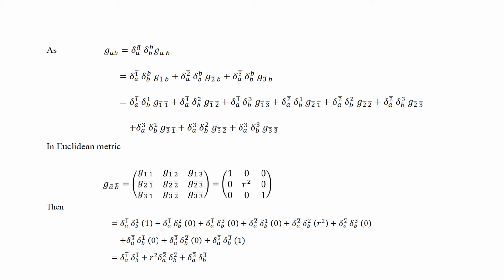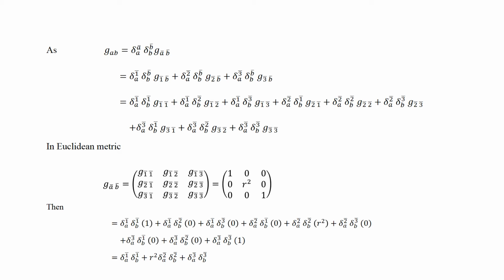So, I fix B bar and replace A bar with 1, 2, 3. Our first term becomes delta 1 bar A, delta B bar B, G 1 bar B bar, plus delta 2 bar A, delta B bar B, G 2 bar B bar, plus the third term, delta 3 bar A, delta B bar B, G 3 bar B bar. Okay, now we have three terms in the second step. In each term we have three variations, so we have 9 terms in total. Actually, these terms behave like a summation.